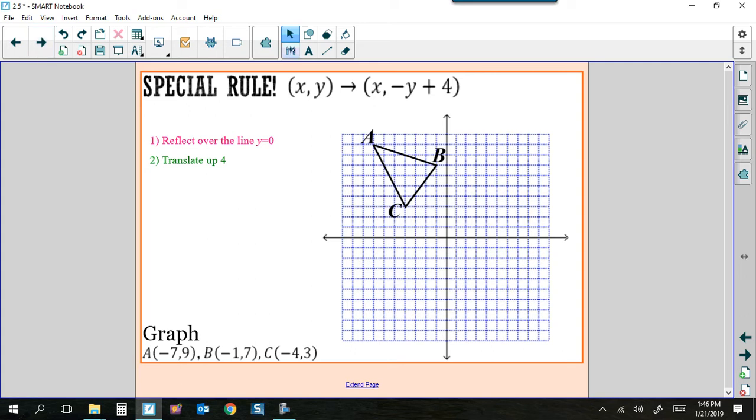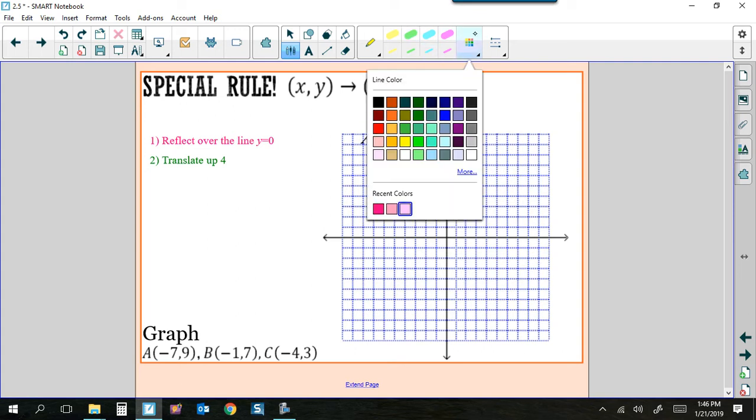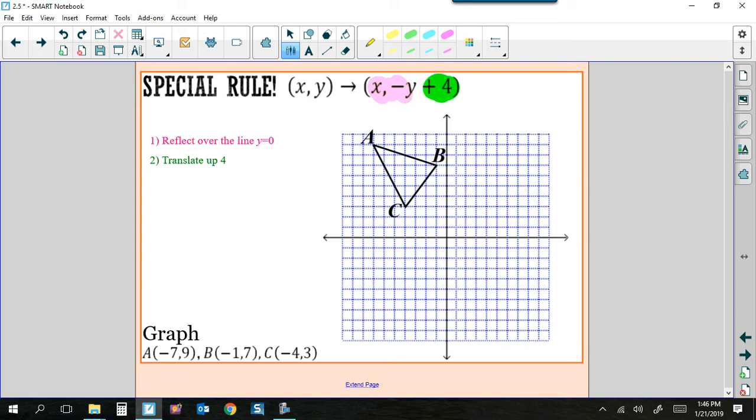So you can see here that once again you have this translation part, and if you look at what is left other than that translation, you have (x, negative y). If you need to look back in your notes, what is that rule discussing? It's discussing a reflection over y equals 0. So we're going to reflect triangle ABC over the line y equals 0, and then you're going to translate it up 4. So go ahead and pause the video, graph triangle ABC, then reflect it over the line y equals 0, and then translate that image up 4.